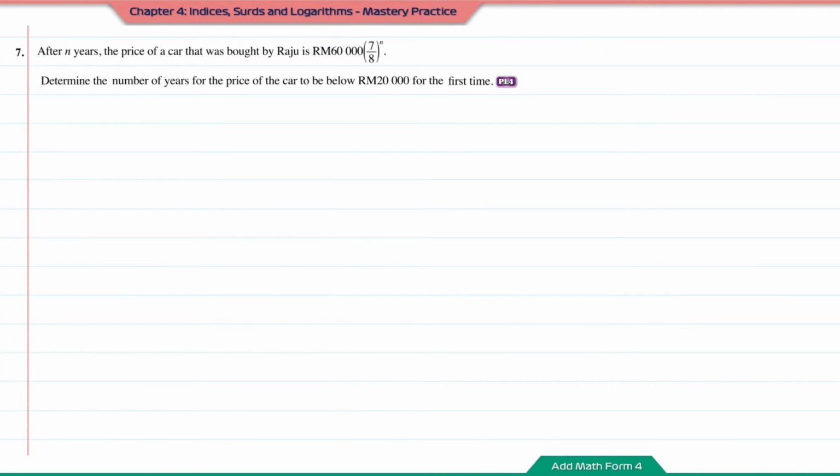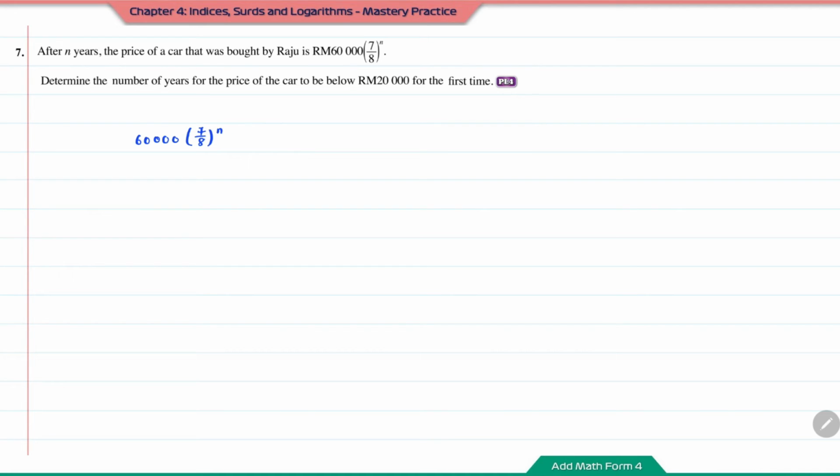Question number 7. After n years, the price of a car that was bought by Raju is RM 60,000 times 7 over 8 to the power of n. Determine the number of years for the price of the car to be below RM 20,000 for the first time. So the price of the car can be calculated using this formula.